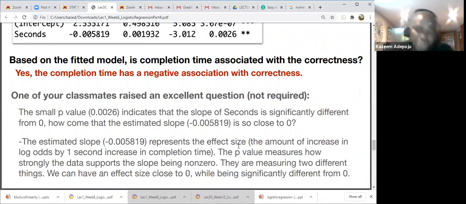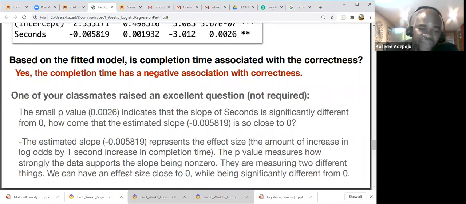And you know what? The p-value measures how strongly the data support the slope being non-zero. I think you know that, because when you have a small p-value, you reject the null hypothesis and conclude that beta 1 is significantly different from 0. So they are actually measuring two different things.